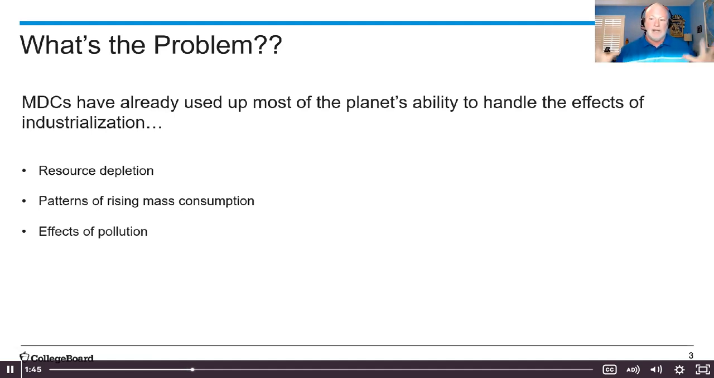So we, of course, have the effects of pollution, right? And this is not just industrial pollution from gigantic smokestacks. It's also the tailpipes of our cars. And so that can be an issue, right? So there's pollution of the land, pollution of the air, pollution of the water. And then, of course, we have the effects of climate change, right?